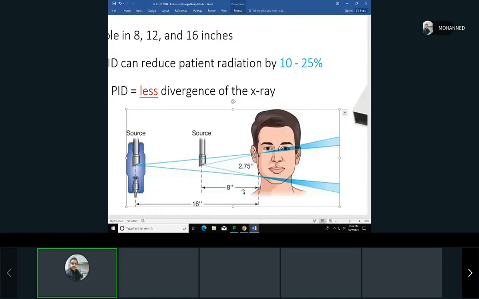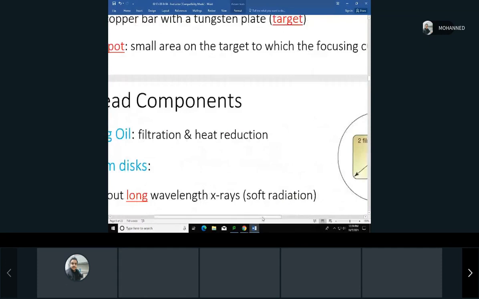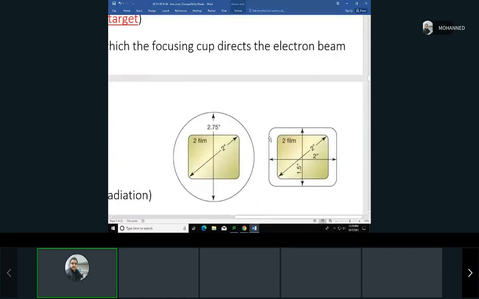Because it would reduce the exposure to the patient. It is much less exposure to the patient than the circular one. So if you see this picture again, you see how much less exposure we're giving than with the circular one. You can see that all of this is just missing X-ray that we're not using, while here we're much smaller.